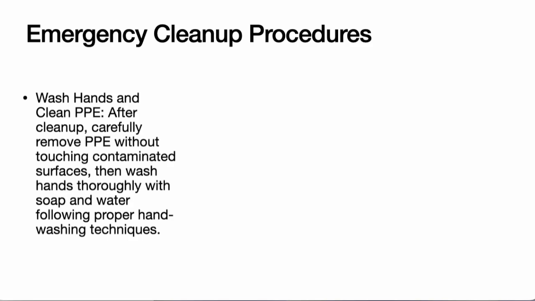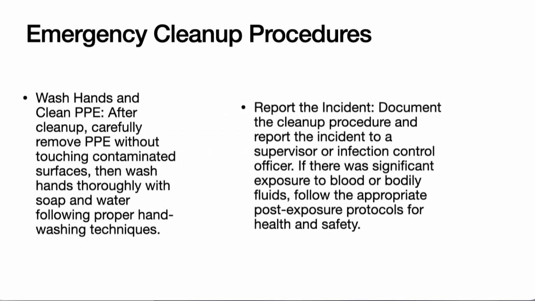Emergency cleanup procedures. Wash hands and clean PPE. After cleanup, carefully remove PPE without touching contaminated surfaces. Then wash hands thoroughly with soap and water following proper hand washing techniques. Report the incident. Document the cleanup procedure and report the incident to a supervisor or infection control officer. If there was significant exposure to blood or bodily fluids, follow the appropriate post-exposure protocols for health and safety.